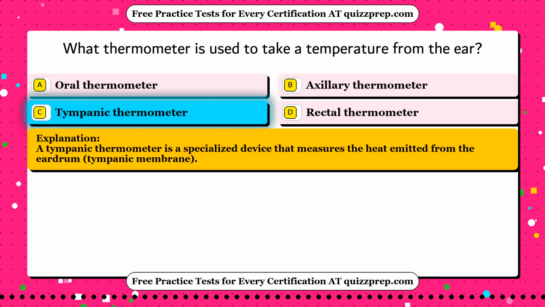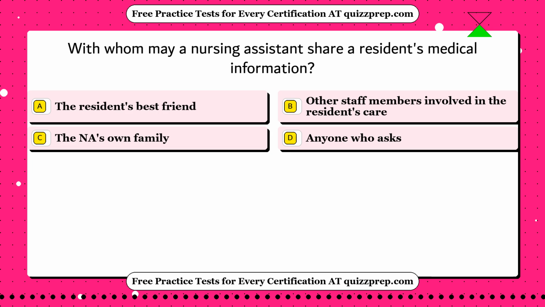A tympanic thermometer is a specialized device that measures the heat emitted from the eardrum, the tympanic membrane. Question 30. With whom may a nursing assistant share a resident's medical information? Option A, the resident's best friend. Option B, other staff members involved in the resident's care.